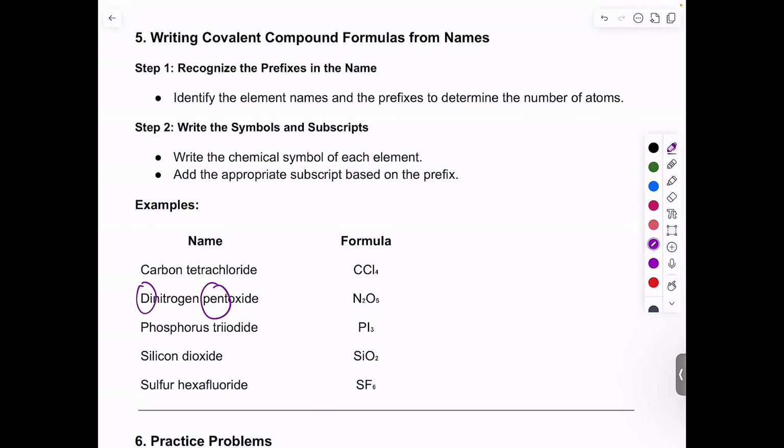So we have N2O5. We have phosphorus tri. Well, look, they put 2. We put 2 I's there. So we have triiodide, PI3, not PL, but PI. I write in Arial. I use the Arial font, so it's kind of hard to distinguish the lowercase L and the uppercase I.